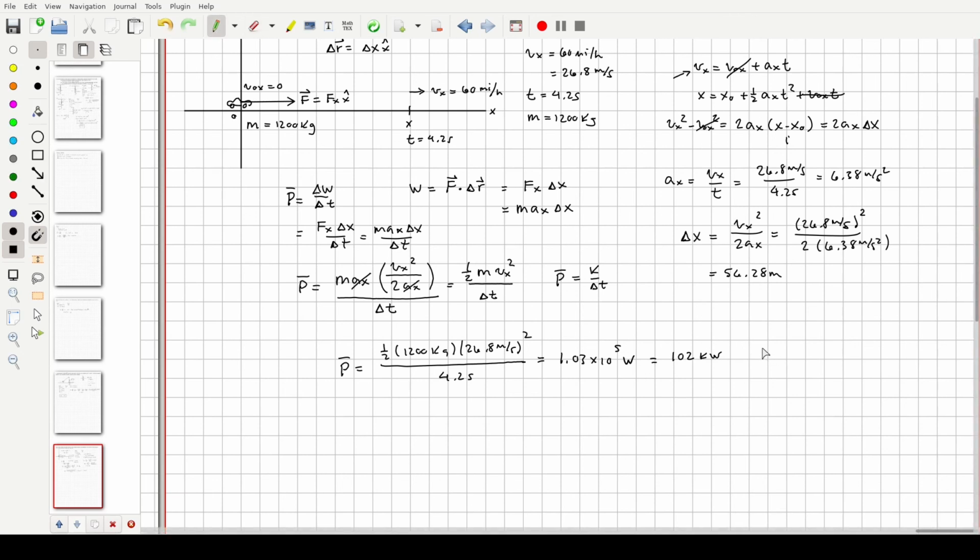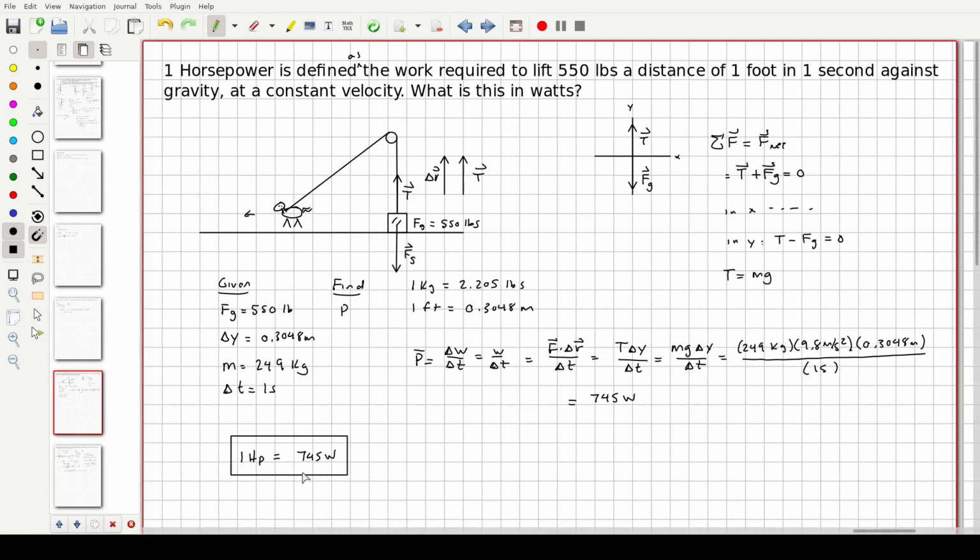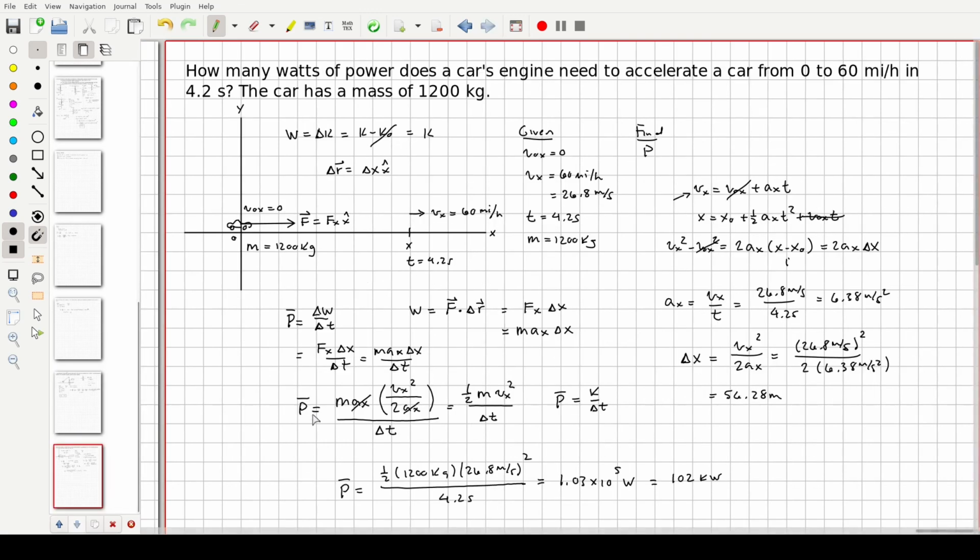Okay. Now you could even go so far as to express this in horsepower. Like what horsepower does this car have, basically? If I were to go over here and look at the fact that it takes 745 watts to produce 1 horsepower, and I divide this by 745, I get about 138 horsepower. Okay, which is not much at all.